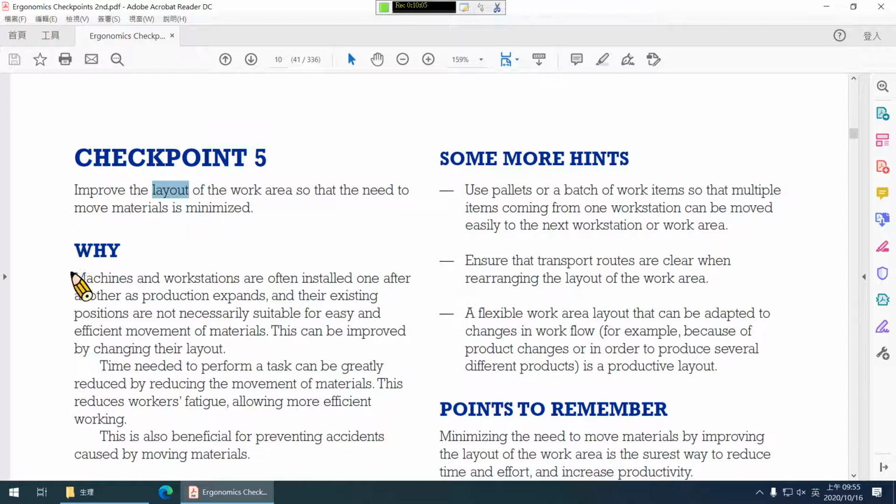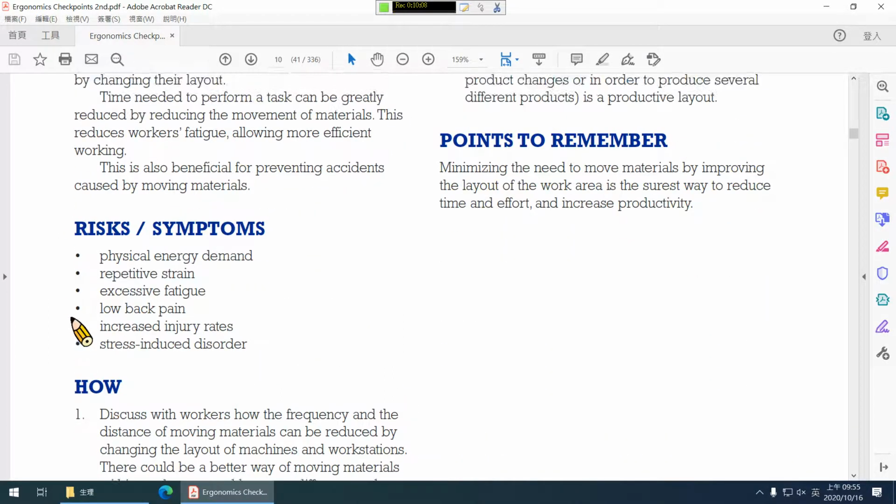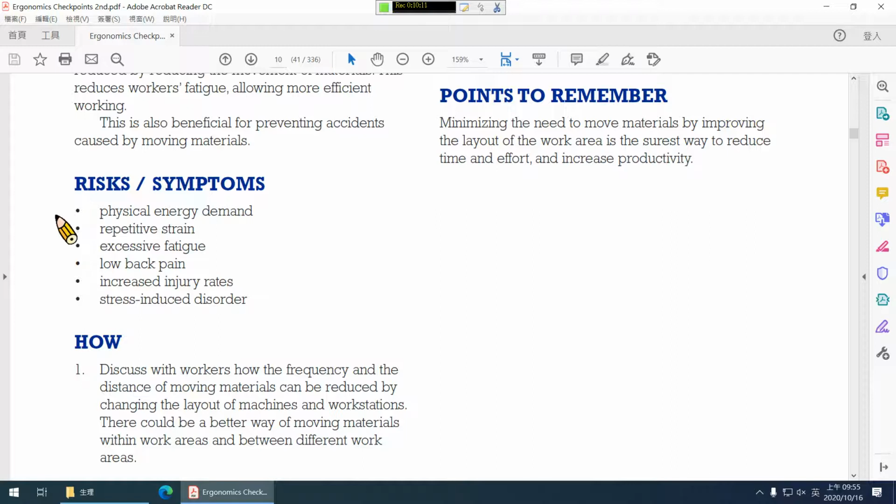However, here, in terms of all these risks, it's quite difficult to show that this layout may cause repetitive strain. This layout may cause low back pain. This layout may cause injury rate. This layout may cause stress-induced disorders. So that's the problem.